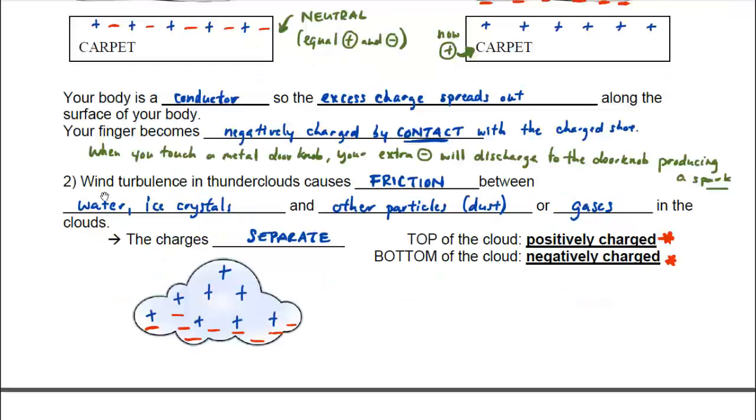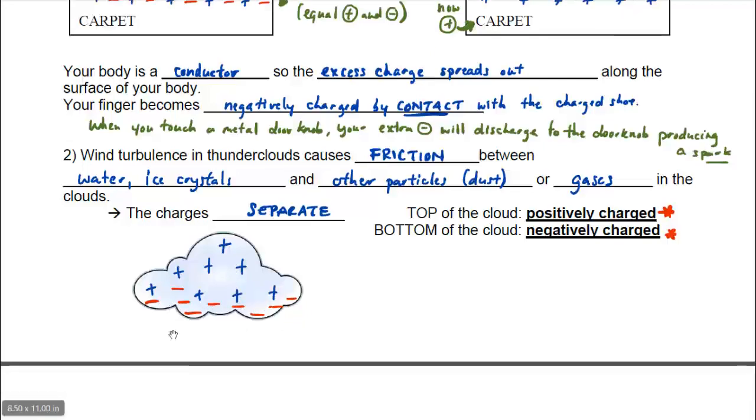Now, we can have the same kind of an idea happening up in the thunderclouds. The wind turbulence, all that blowing of the air. There's water, there's ice crystals, there's dust up there and other particles floating around, there's gases up there. All of those different particles rubbing against each other as the cloud spins and pushes and turns causes friction between all the parts. And because of that, you're going to end up with positively charged and negatively charged ions. Now, the top of the cloud tends to gather the positive charges, and the bottom of the cloud tends to become negatively charged. Those charges separate.